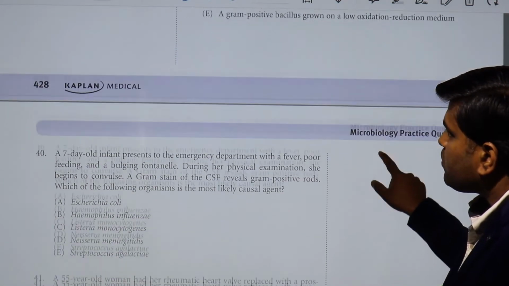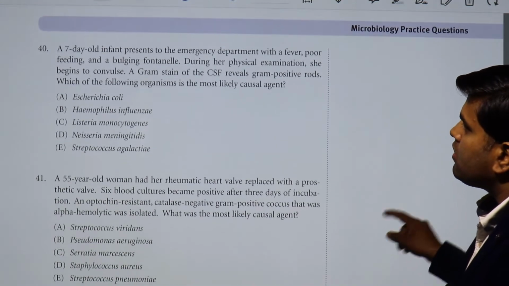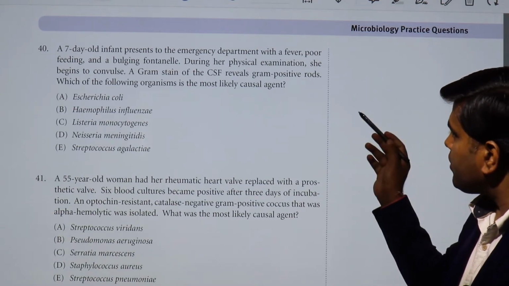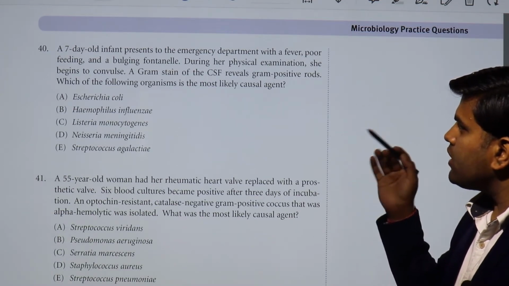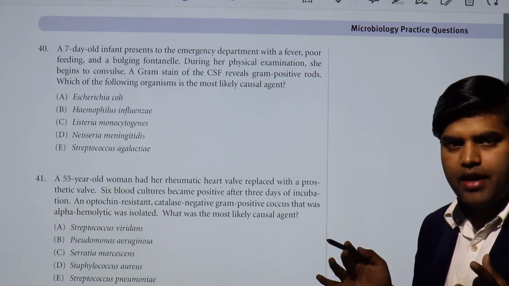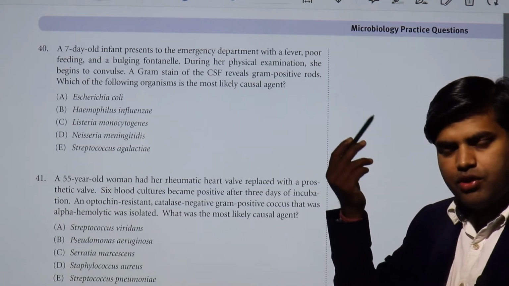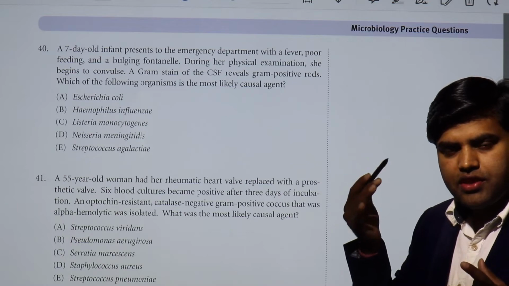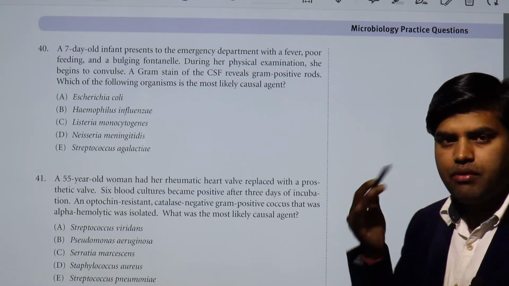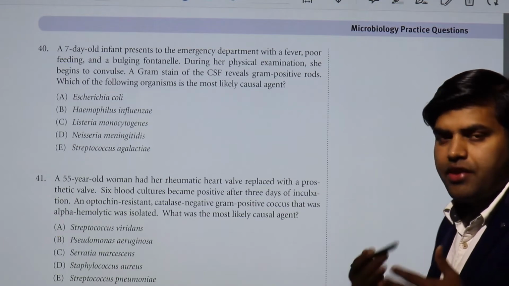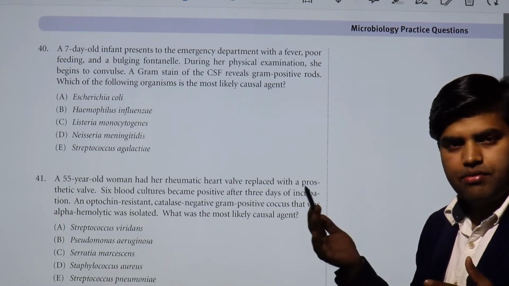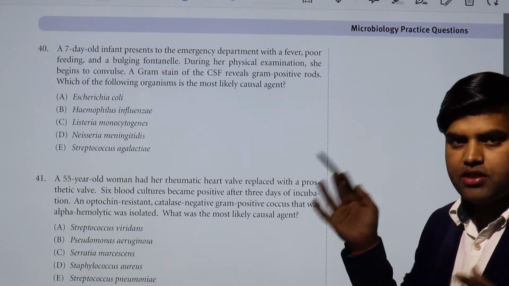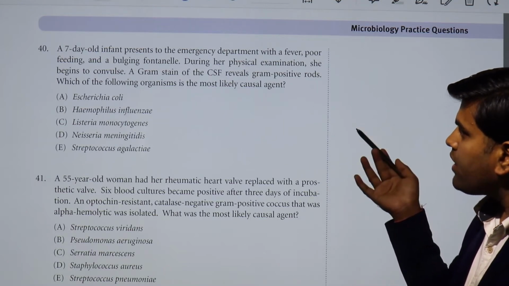Okay, moving forward, another question. A 7-day-old infant presents to the ER with fever, poor feeding, and a bulging fontanelle. So these are the features. This is a child who came to the ER with fever and a bulging fontanelle, so there is increased intracranial pressure. Since there is increased intracranial pressure, increased CSF pressure, this indicates meningitis. And since there is a fever, you should think about meningitis in a young infant, actually a 7-day-old infant.